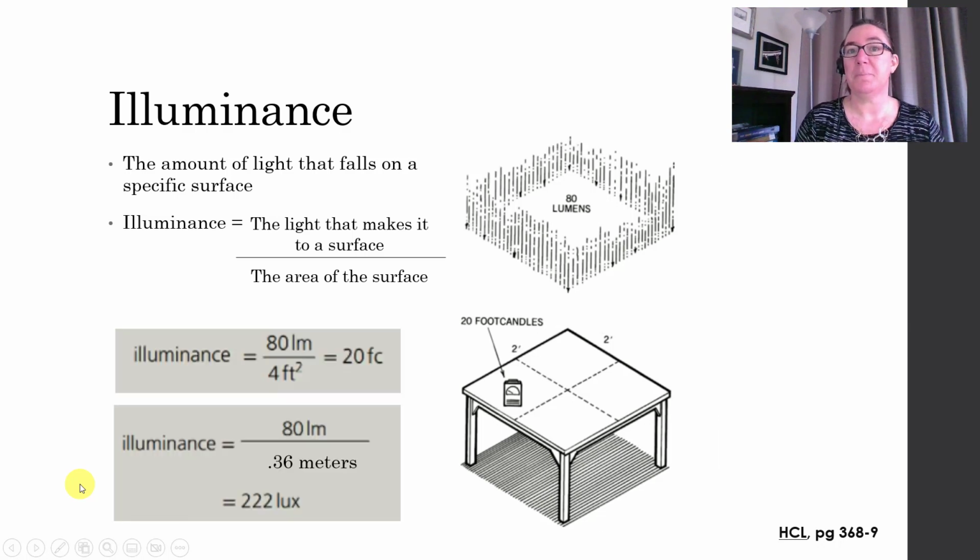So for a super simple example, all right, if we have 80 lumens in an area, all right, being provided by the light fixtures, and they are falling on an area of 4 square feet, all right, 80 lumens divided by 4 square feet would give you 20 foot candles on that surface. And if you laid a, what's that called? A light meter on that surface, you should be able to measure the illuminance.